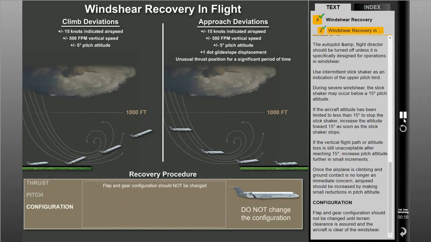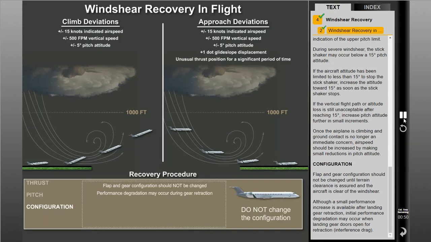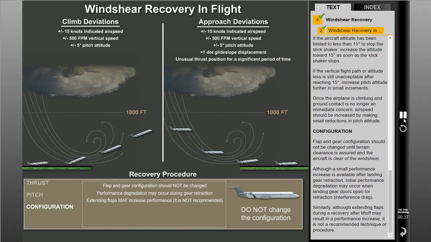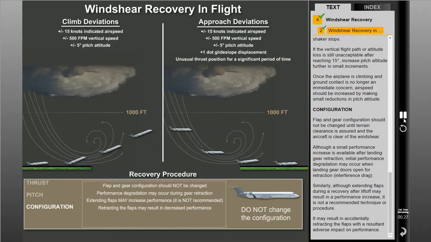Flap and gear configuration should not be changed until terrain clearance is assured and the aircraft is clear of the wind shear. Although a small performance increase is available after landing gear retraction, initial performance degradation may occur when landing gear doors open for retraction. Similarly, although extending flaps during a recovery after liftoff may result in a performance increase, it is not a recommended technique or procedure. It may result in accidentally retracting the flaps with a resultant adverse impact on performance.